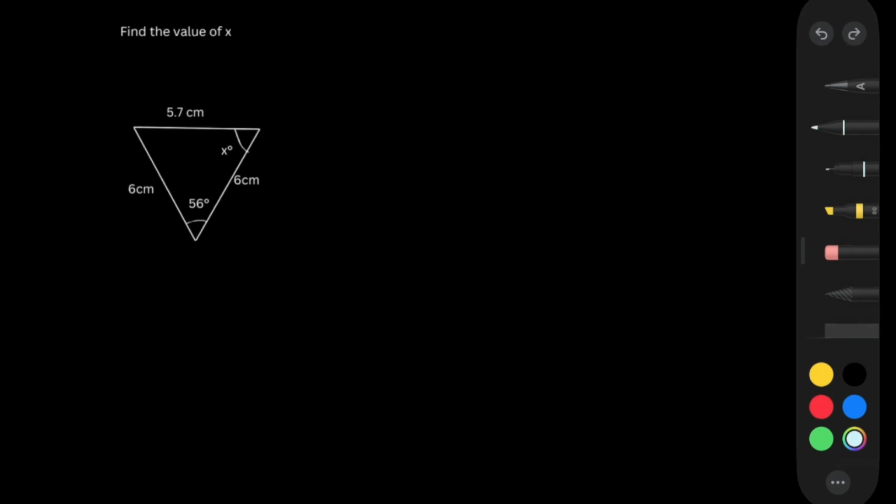In this question, we're asked to find the value of x. In the figure, we can see that two sides are equal to 6 centimeters, meaning that this triangle is isosceles. In an isosceles triangle, the angles opposite to the equal sides are equal. So let me mark these angles as 1 and 2. Since it's an isosceles triangle, angle 1 is equal to angle 2, which is equal to x degrees.